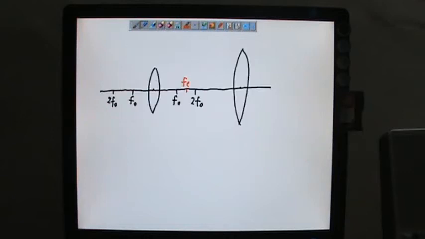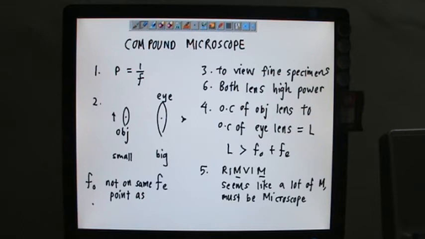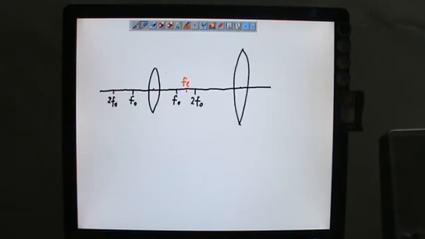So this is a setup for this lens thing, and before we move on, we missed out something just now. This one, RIM WIND. RIM WIND is the cases of real inverted magnified and virtual inverted magnified. Seems like a lot of M, must be microscope. So now we look at the setup.